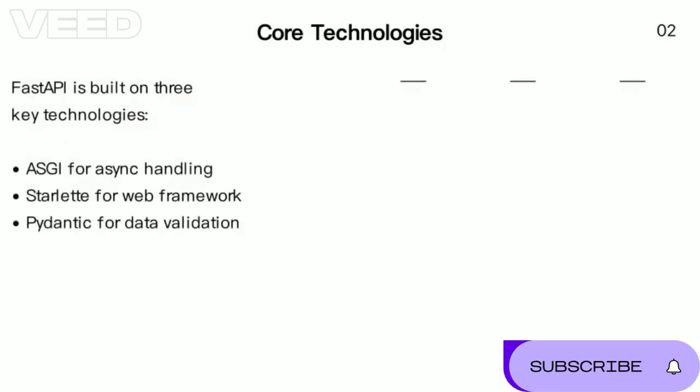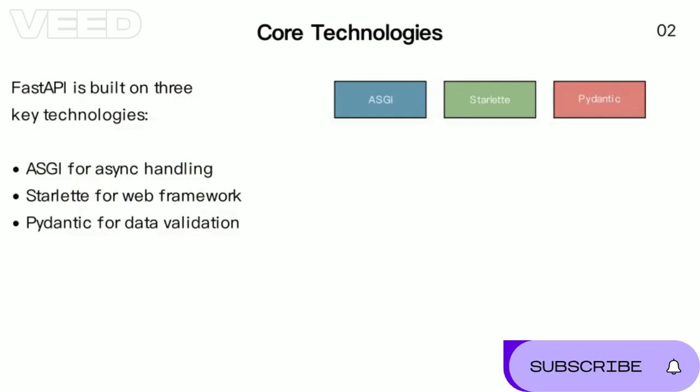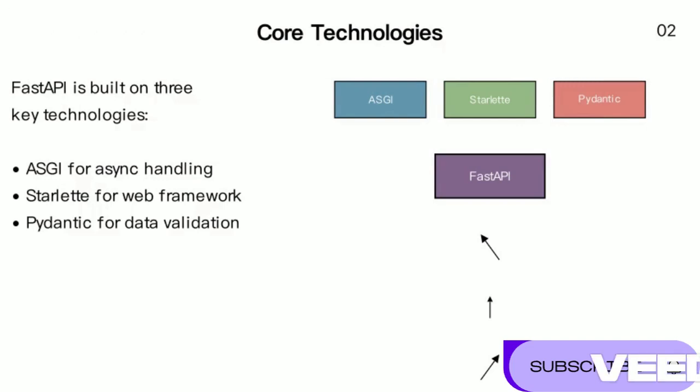FastAPI is built on three core technologies. ASGI provides the asynchronous server gateway interface for handling many concurrent requests. Starlette serves as the lightweight web framework foundation. Pydantic handles data validation and serialization using Python type hints. These technologies work together to make FastAPI both fast and developer-friendly.